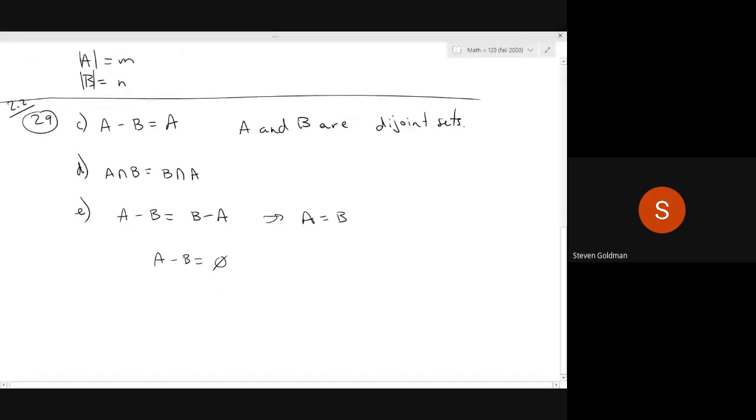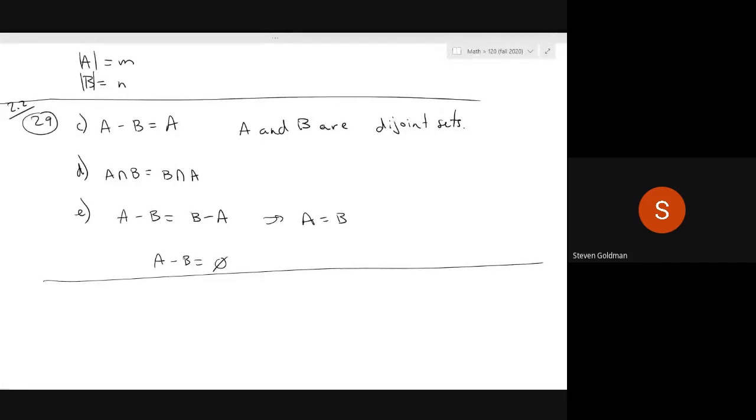Okay, so that's 29. Let's move on to the next question. Next, somebody asked about, let's see here, 63 and 64. Let's take a look.